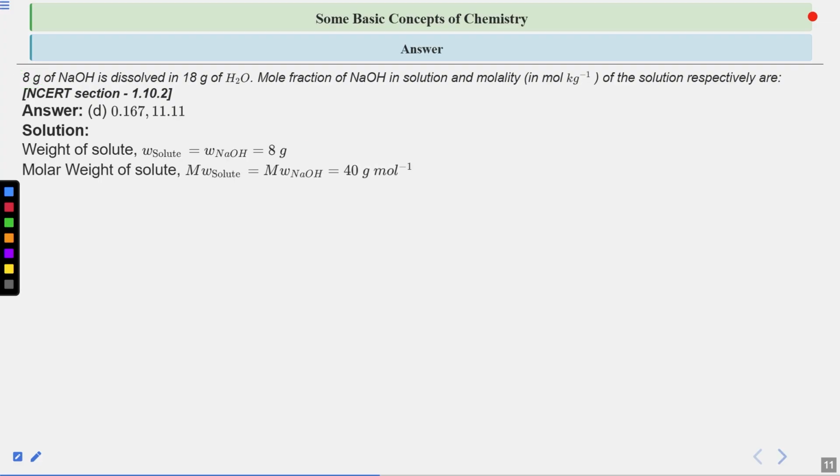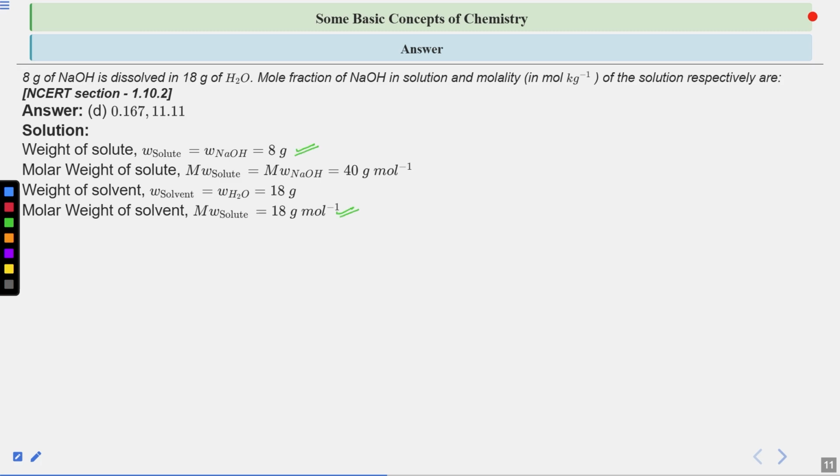So we can calculate the molecular weight of NaOH. NaOH is the solute here, we can say that because it is present in less amount. We have represented this molecular weight of NaOH as MW solute or MW NaOH. So it will be 40 gram per mole. Then the weight of the solvent, which is water here, is given as 18 gram. Then we can write the molar weight of water simply as 16 plus 2, that will be 18 gram per mole.